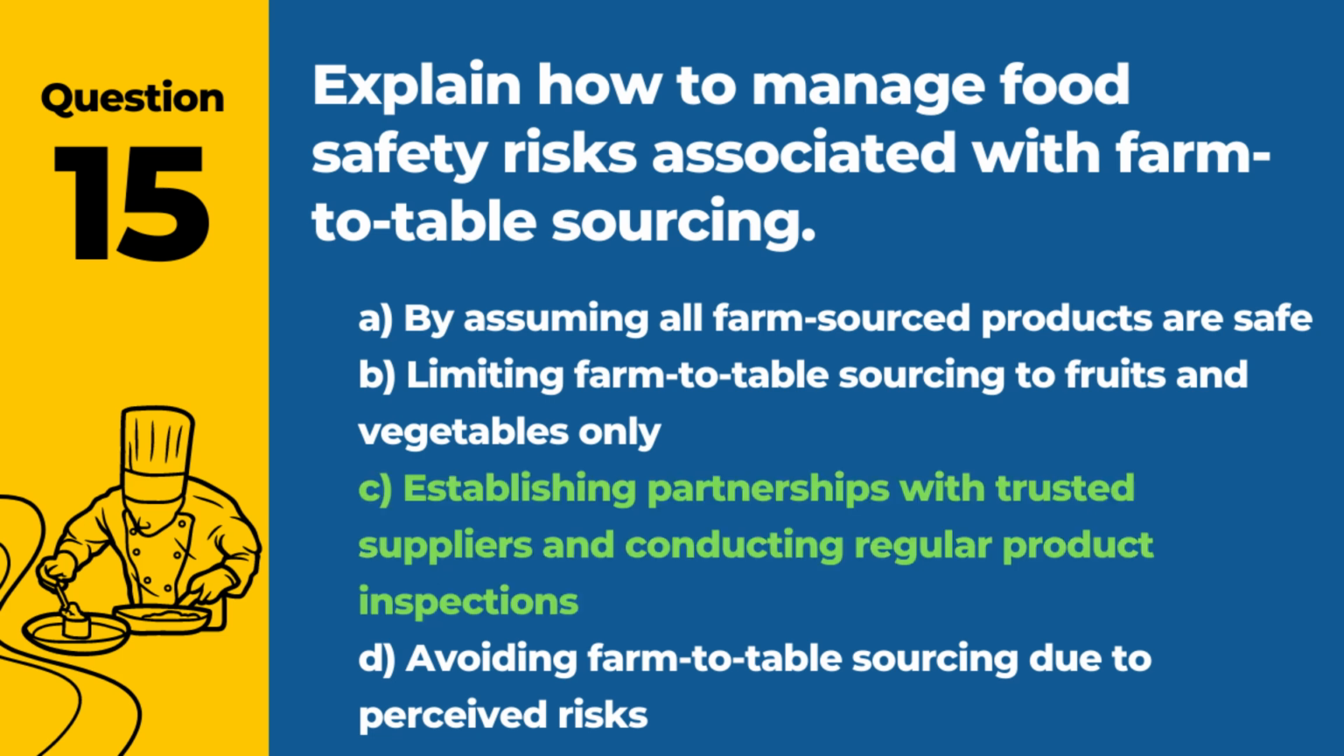Answer C. Establishing partnerships with trusted suppliers and conducting regular product inspections. Managing food safety in farm-to-table sourcing involves building relationships with reputable suppliers who follow safe production practices and performing regular inspections to ensure the safety of sourced products.